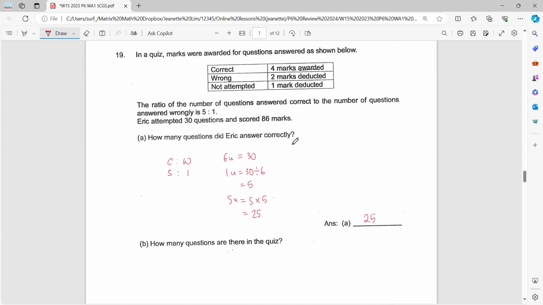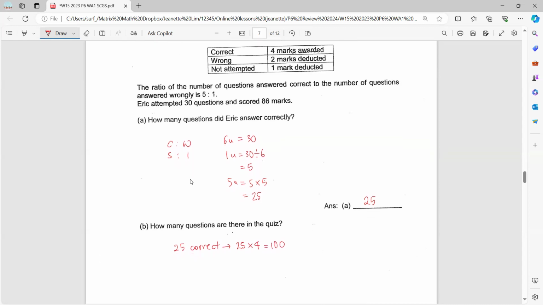Now, this time we have to use this information, 86 marks. Okay, let's calculate what the marks are based on this: 25 correct and 5 wrong. 25 times 4 marks is 100. So he should get 100 if it's 25 correct. But there are 5 wrong, right? For the 5 wrong, there's a deduction. Every wrong is 2 marks, so 5 times 2, there is a deduction of 10.